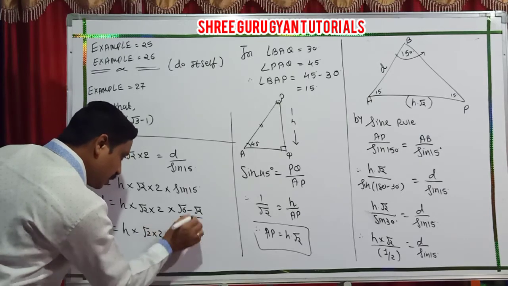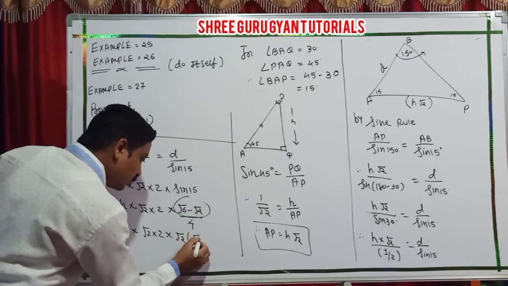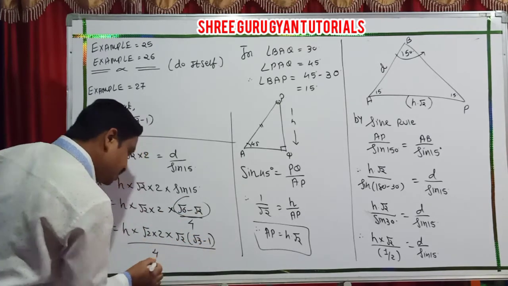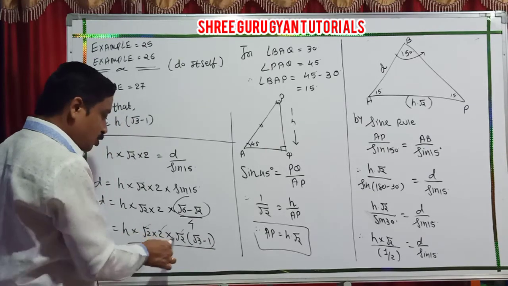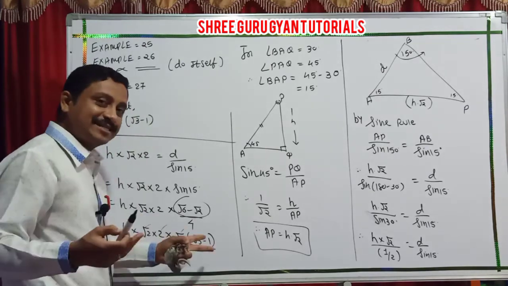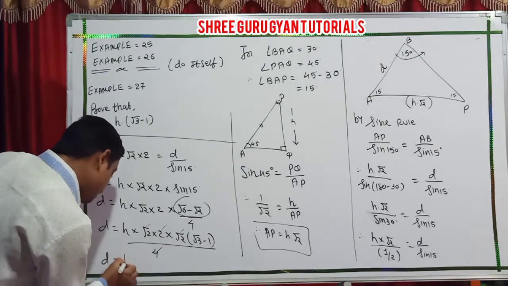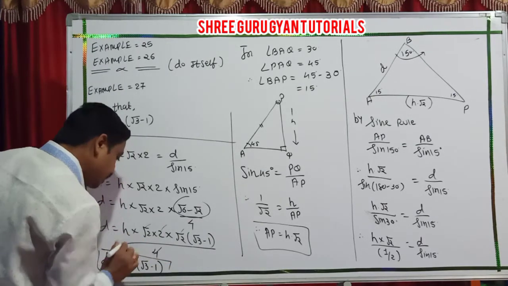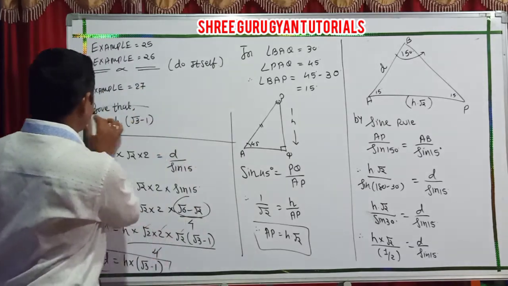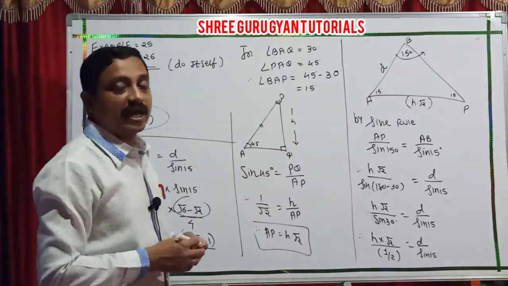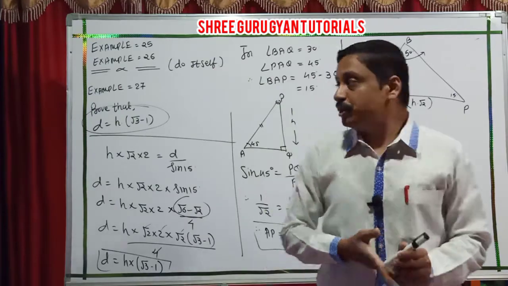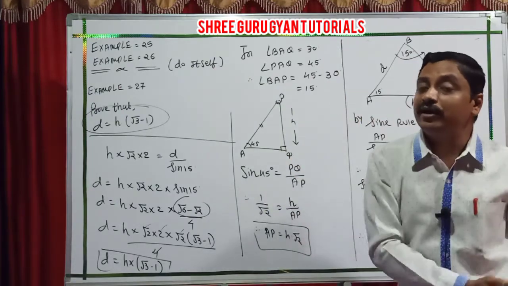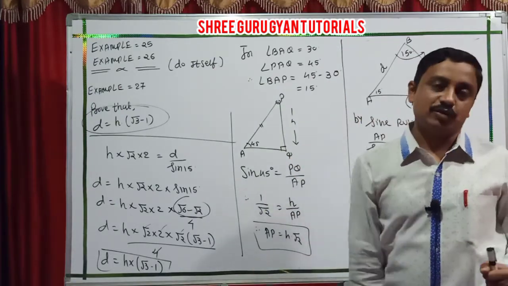Root 2 in this 2. You're getting only (root 3 minus 1) by 4. Check this 2 and root 2. Overall 4 is cancelled. You have to only get root 3 minus 1, and that's it, students. Our proof is easily and happily done here. Students, in this numerical the drawing is already given, that's why I'm directly reading this question.